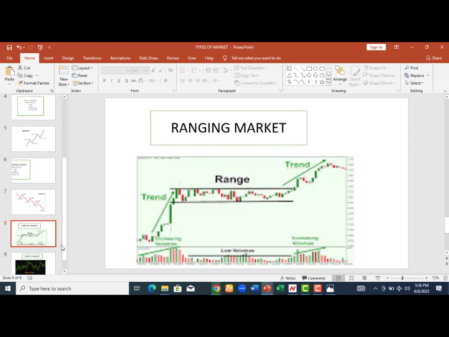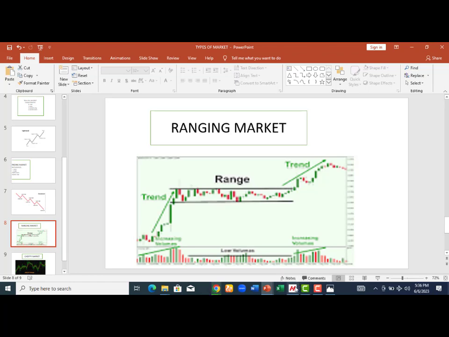So we also talked about the ranging market. I said it shows indecision in the market, or you can also say it shows equality between buyers and sellers. Market is not moving up, market is not coming down. It's just moving sideways along the zones, along the support and resistance zones in the market. So whenever it's spotted, you either trade it as a zone. When market comes to support, you buy. When market comes to resistance, you sell.